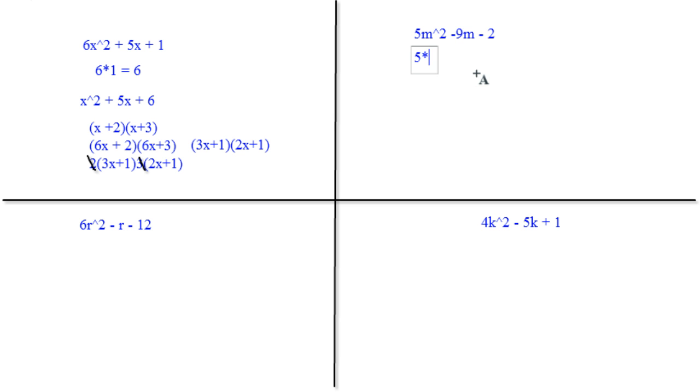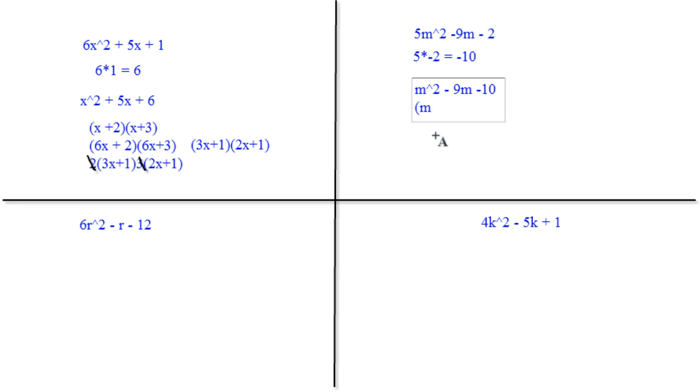So 5 times a negative 2 is going to be a negative 10. So the sign does matter. Now we have m squared minus 9m minus 10. As you can see, a lot of these are going to be pretty simple. So what two numbers multiply to negative 10 but add up to negative 9?